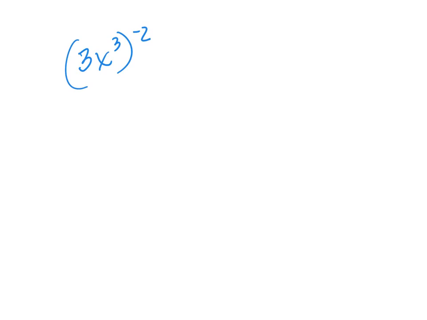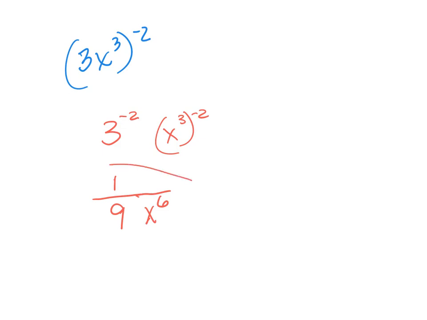This one, who does the -2 belong to? Everything inside the parentheses. So we're going to give it to everything inside the parentheses. When you do this, you have 3 to the -2 turns into 1/9. Who does not remember that negative exponents, if they're upstairs, they go downstairs. If they're downstairs, they go upstairs. And that's x to the -6 goes downstairs as x to the 6th. So it should be F, should be your answer.